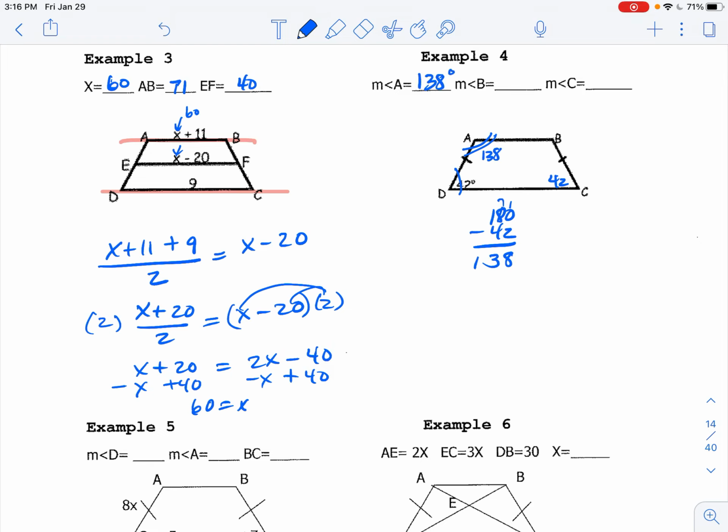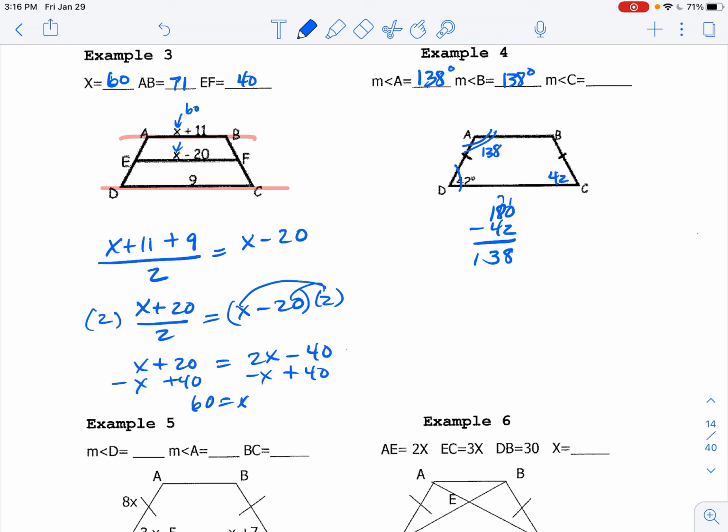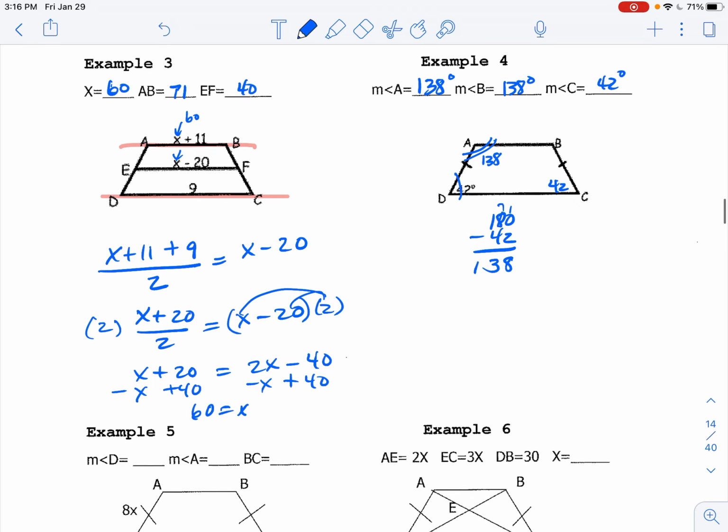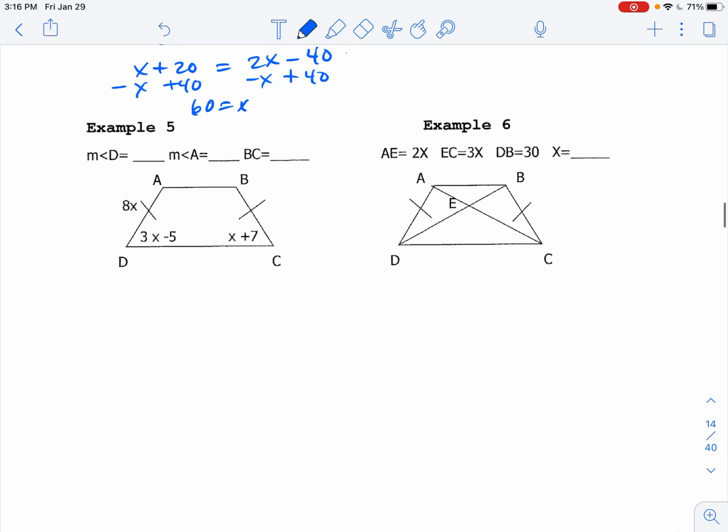The measure of angle B is going to be 138 also, because its base angle is 42 and supplementary. And the measure of angle C, well, I had already figured that. That was 42. And that's because it's an isosceles trapezoid. Those are fairly nice.